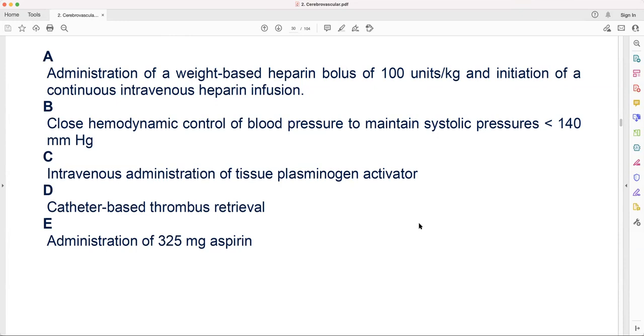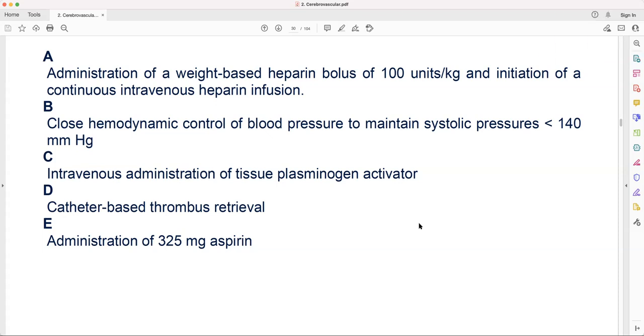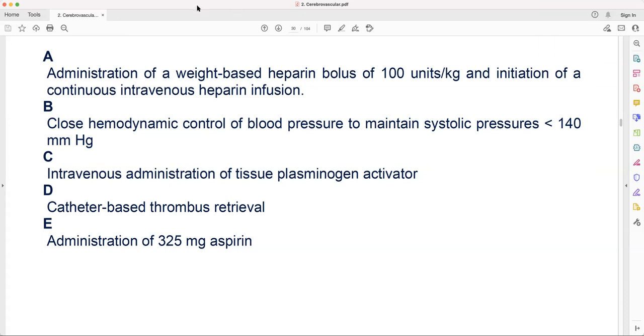The next one is catheter-based thrombus retrieval. This is the best answer, not IV for this question, given the 5.5 hours. Administration of aspirin 325 milligram: no, it will not improve the function. So the answer will be catheter-based thrombus retrieval.